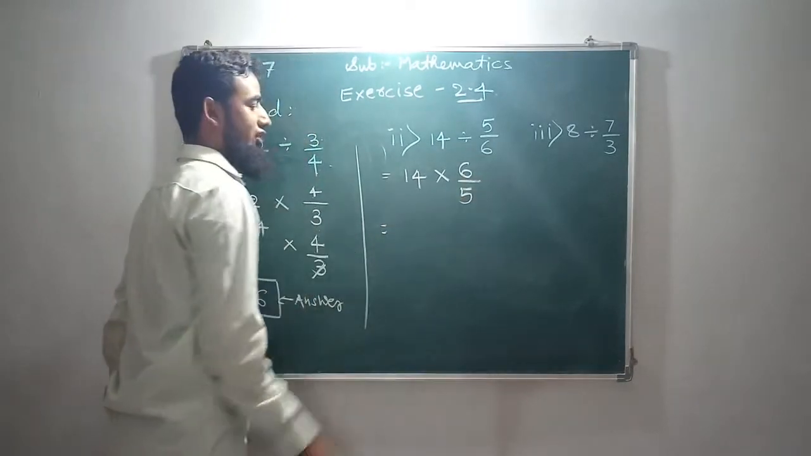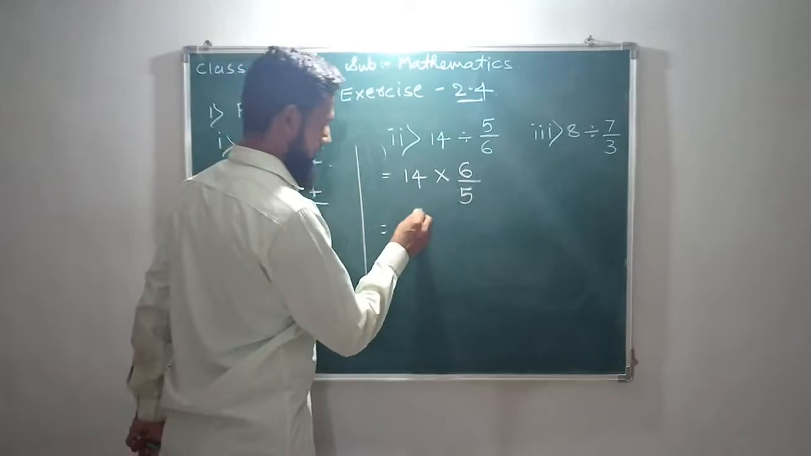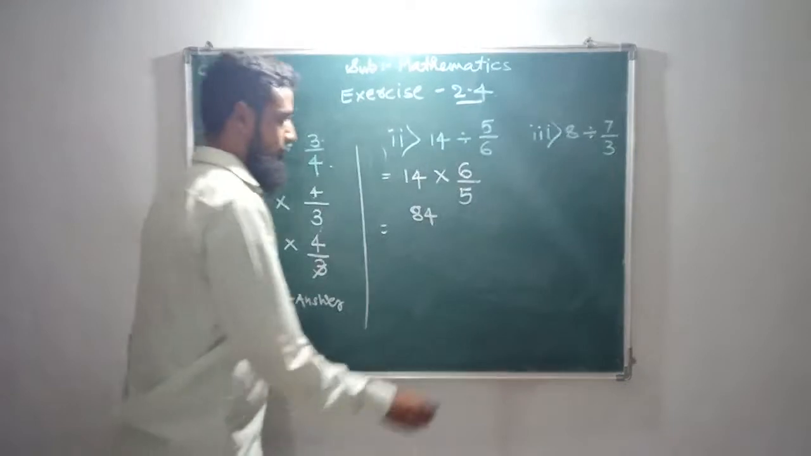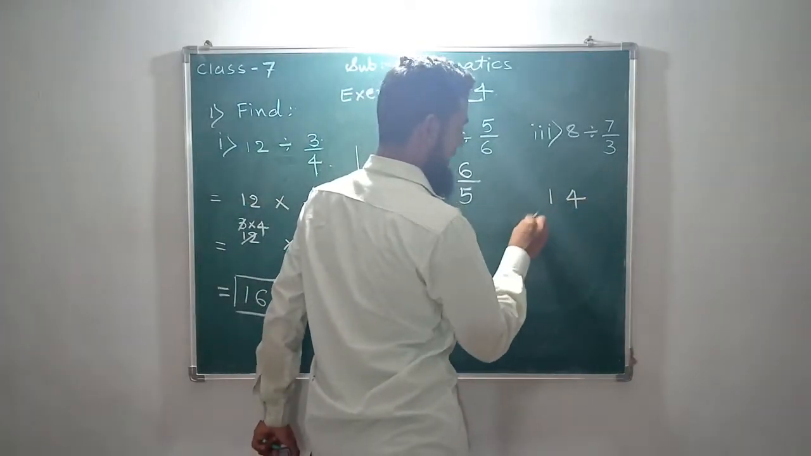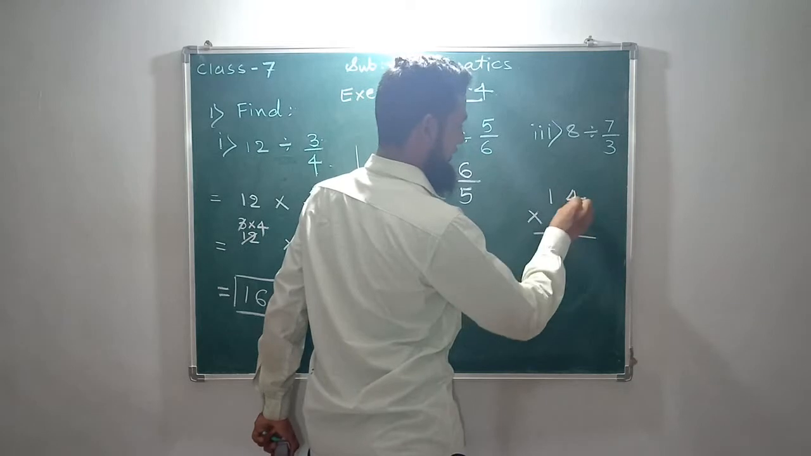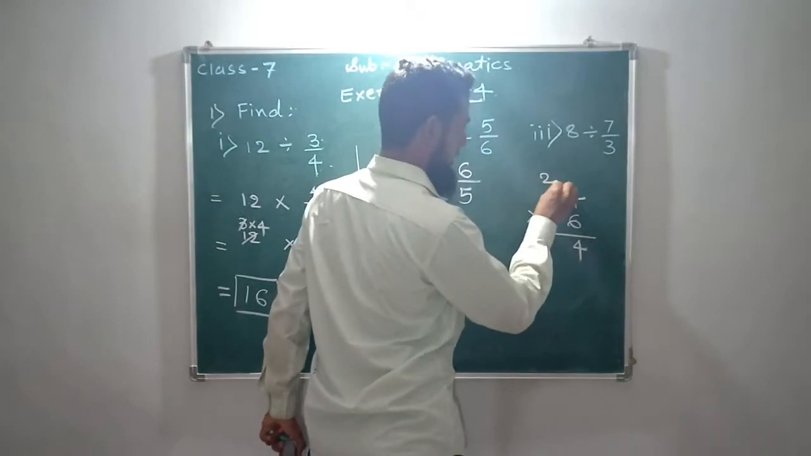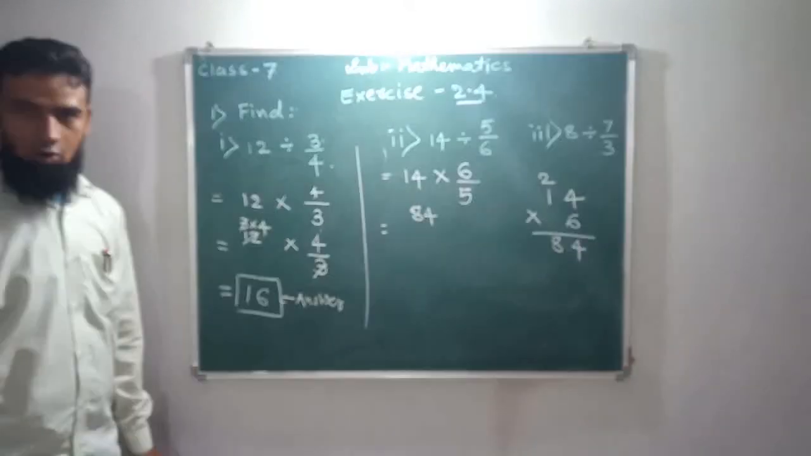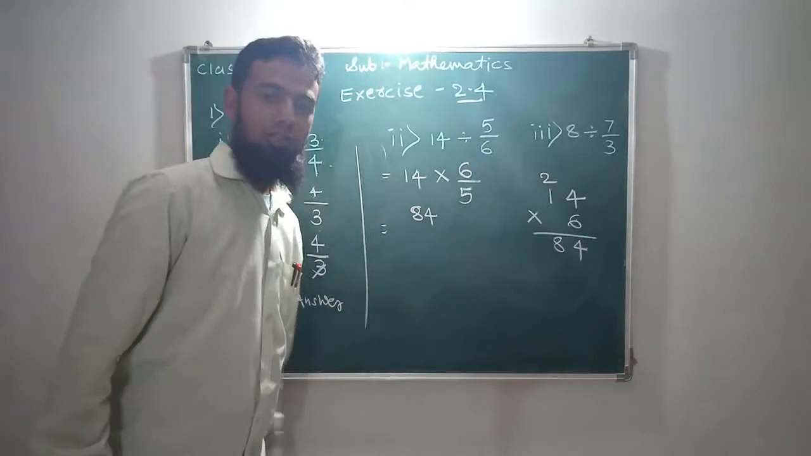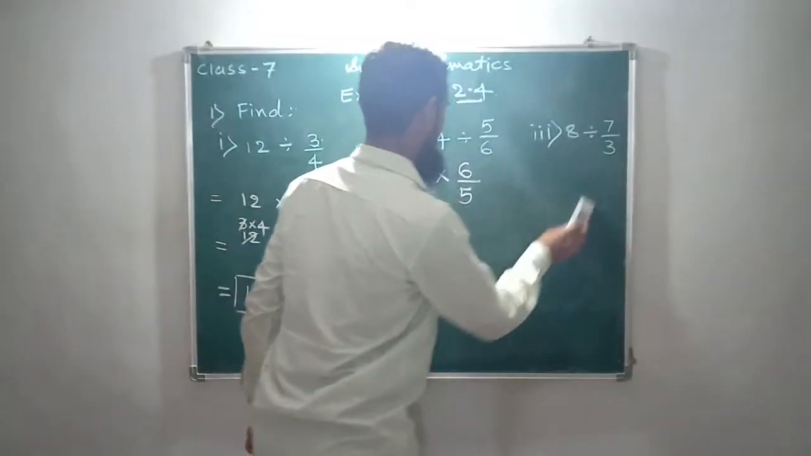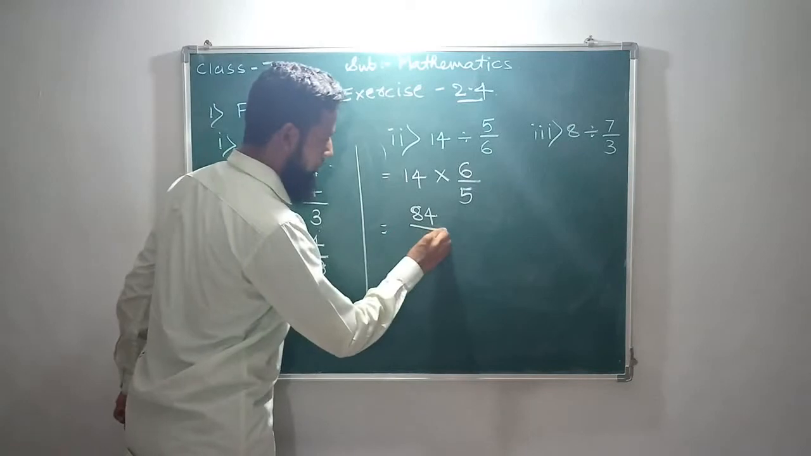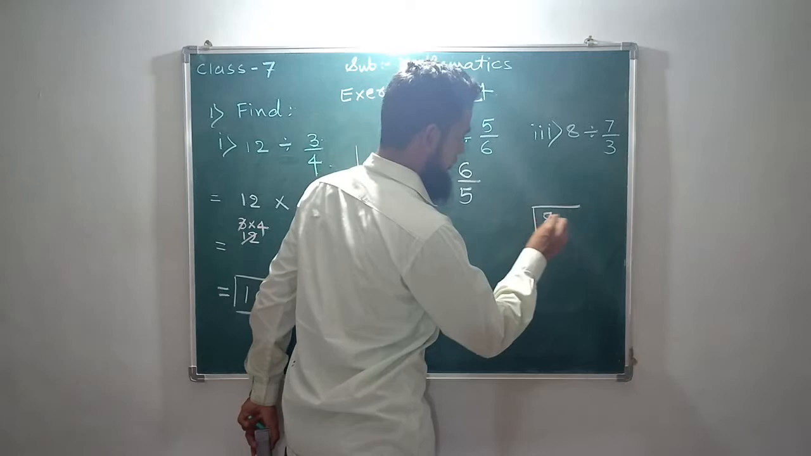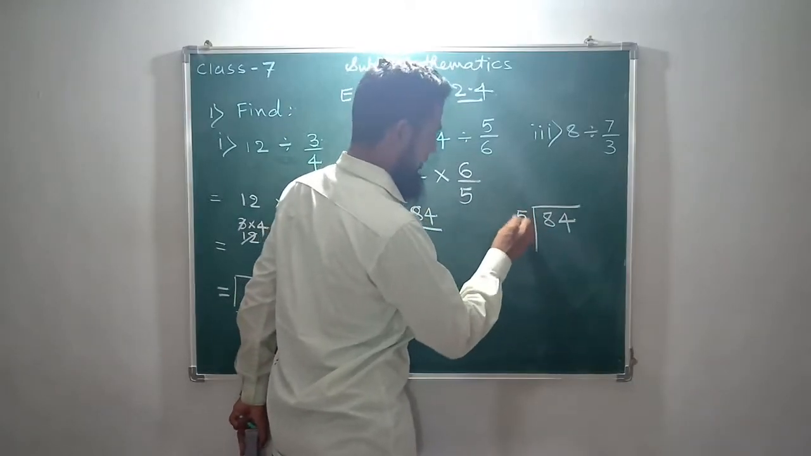Now 14 times 6 is 84. My dear students, if you can't do this, please do the multiplication here so you can understand. 6 times 4 is 24, 6 times 1 is 6, plus 2. Understood? If you don't know the table, you will do it in the same way. So 14 times 6 is 84 upon 5. So here 84 divided by 5.